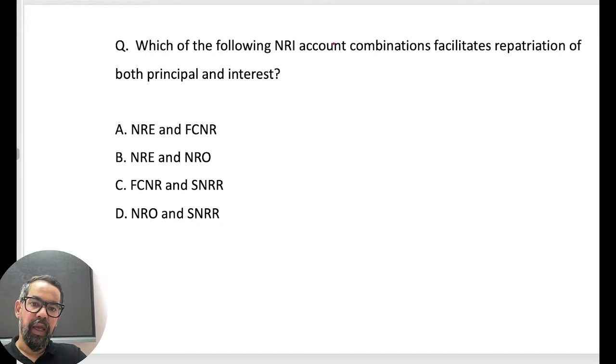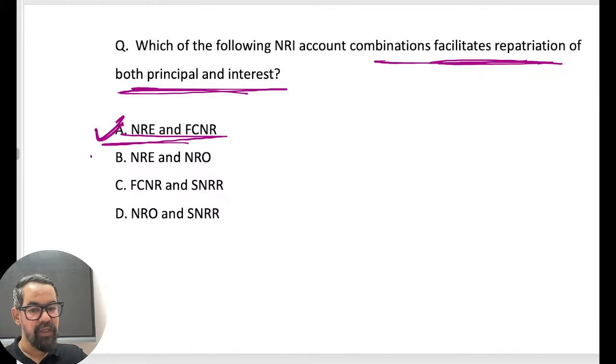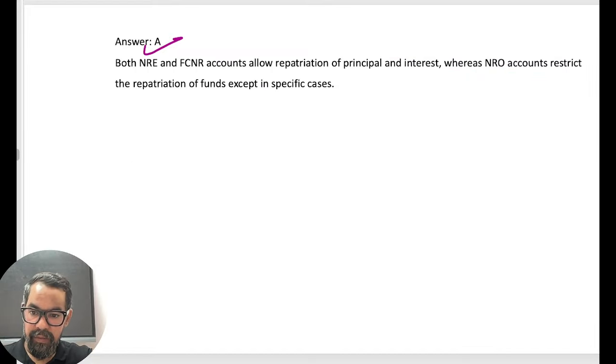Which of the following NRI accounts combine facilities of repatriation of both principal and interest? Repatriation of both principal and interest. So what will be your correct answer? क्या होगा correct answer? NRE and FCNR, ठीक है, A only will be the right answer, A आपका, ठीक, NRO नहीं कर सकते ना, ठीक है, it is आपका repatriation of both, ठीक है, so that NRE and FCNR, because this is purely आपका foreign income, तो A will be the correct answer, ठीक है, दिव्यांग sir.